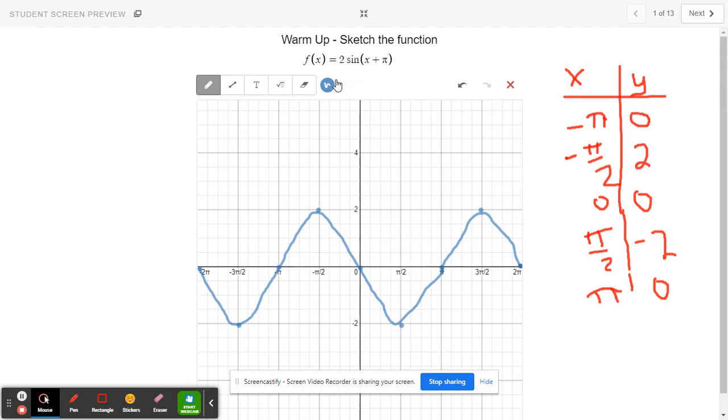All right, remember for the sine and cosine function, the period is 2 pi for the parent function. So until we introduce that b, which we're going to do today, the period's always going to be 2 pi.